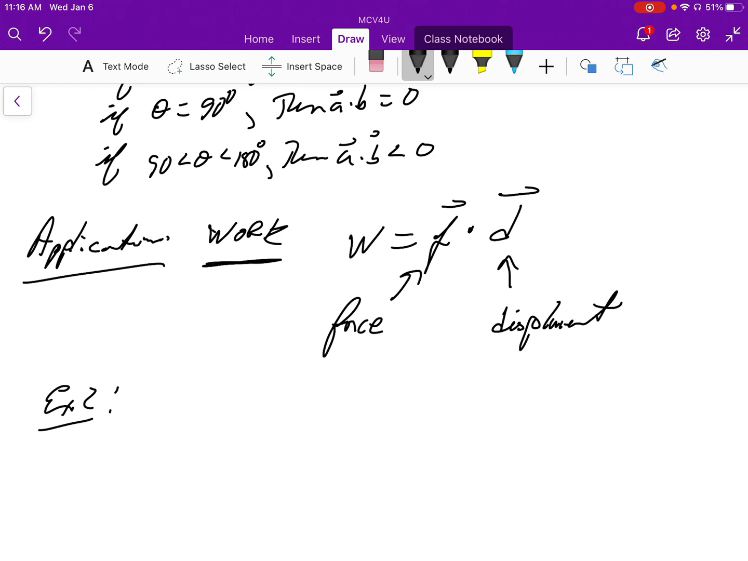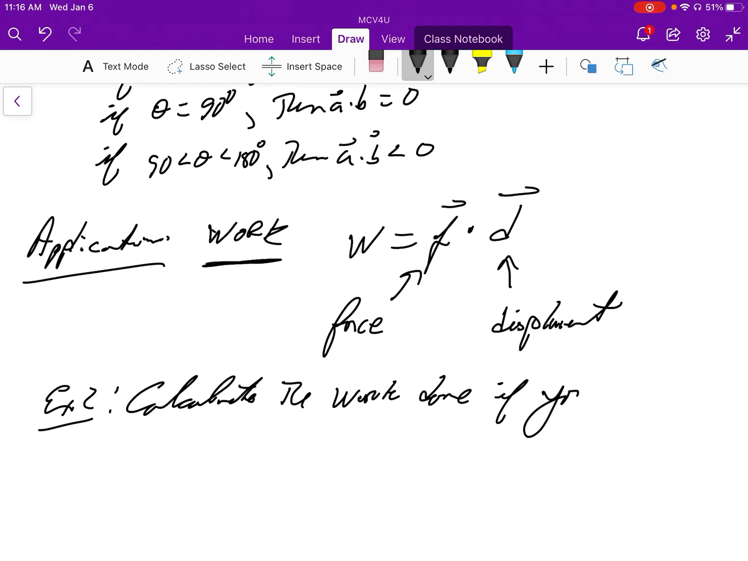So if we were to make up a quick little example of work, we're going to calculate the work done if you exert, let's just call it a 90 Newton force at an angle of, we'll go just 10 degrees.